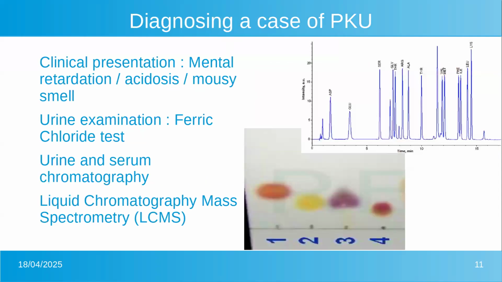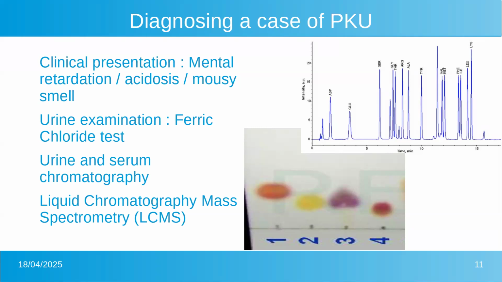Okay. Now, this is the part of biochemistry which I'm actually very passionate about, because I see biochemists as the people who would be diagnosing inborn errors of metabolism. The question comes, how do you diagnose a case of PKU? The answer is the classical presentation: mental retardation, acidosis, mousy odor. The first simple test you can do is a urine ferric chloride test. Take the urine, add a few drops of ferric chloride. There'll be a transient change in color. It becomes greenish in color, right?